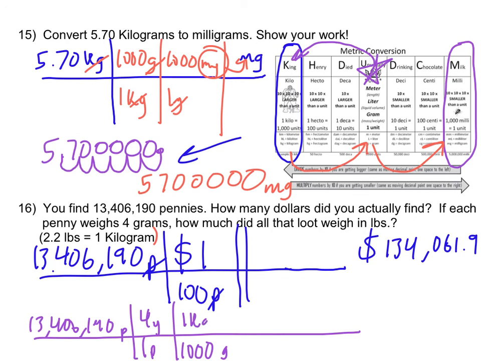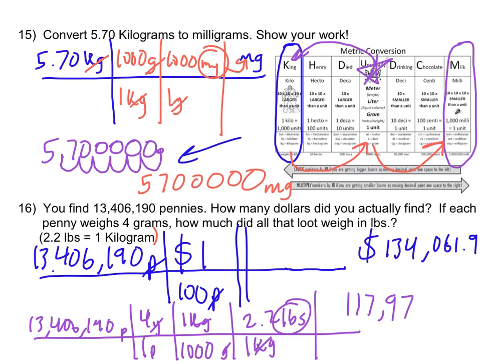So 1,000 grams per 1 kg. My grams cancel. And now I can use my conversion in 1 kilogram. There are 2.2 pounds. Okay. Kilograms cancel. I'm left with pounds, which is what I wanted originally. And the answer that I got was 117,974.472. That's in pounds, by the way.